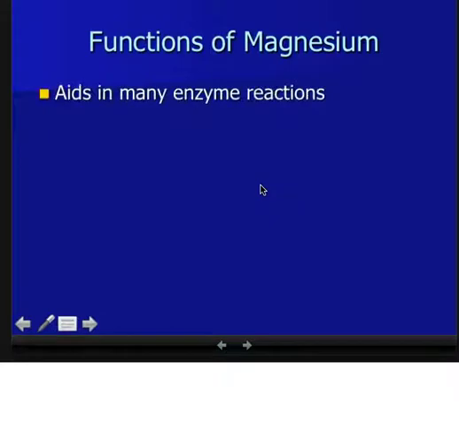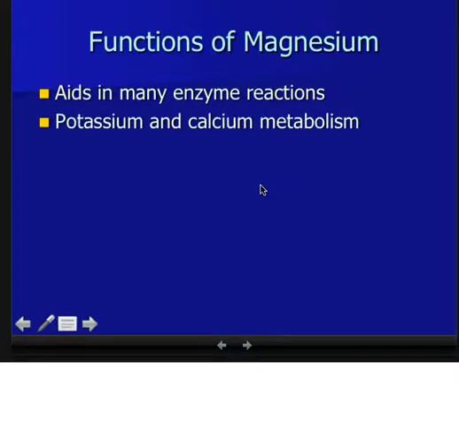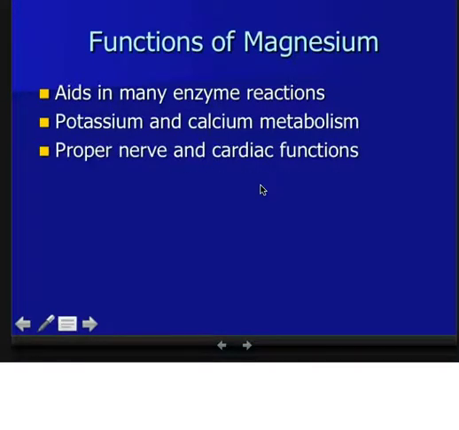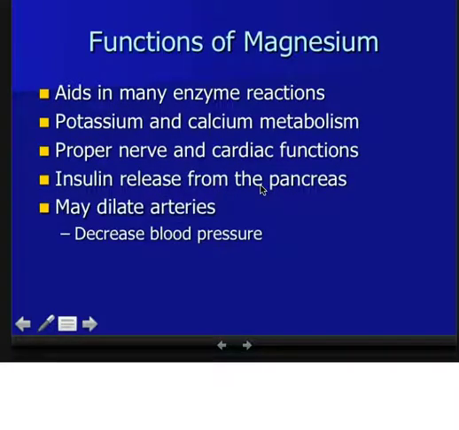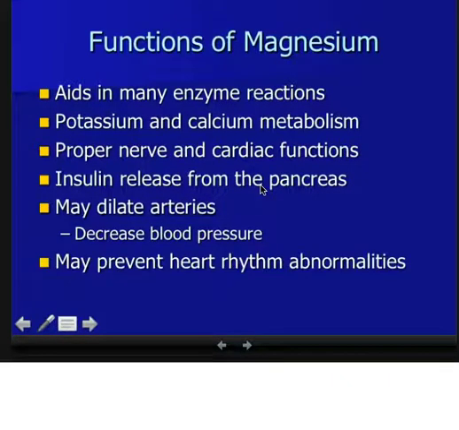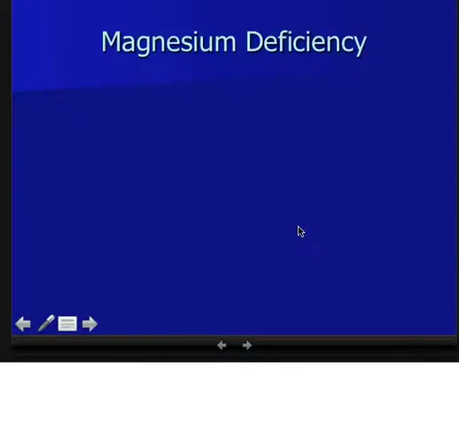What does it do? It aids in enzyme reactions, so it's a cofactor. It also helps in potassium and calcium metabolism and in proper nerve and cardiac function. It also regulates insulin release from the pancreas, and it may dilate arteries and as a result decrease blood pressure and may prevent heart rhythm abnormalities. Again, note the "may" here. So take it with, no pun intended, a grain of salt.